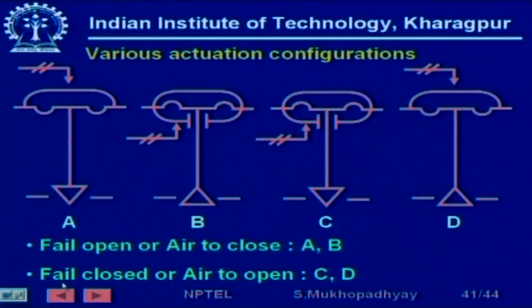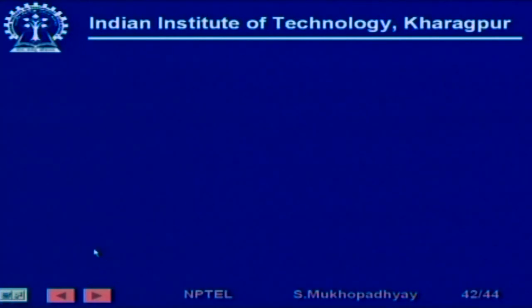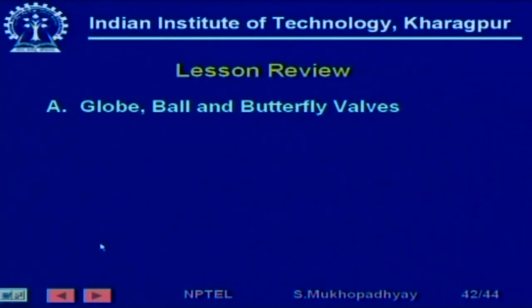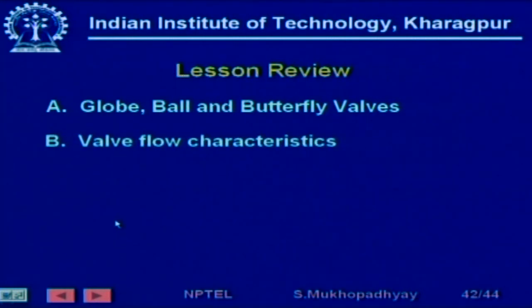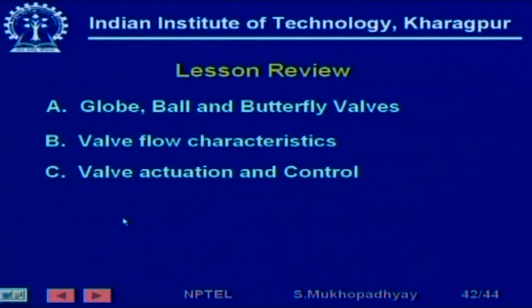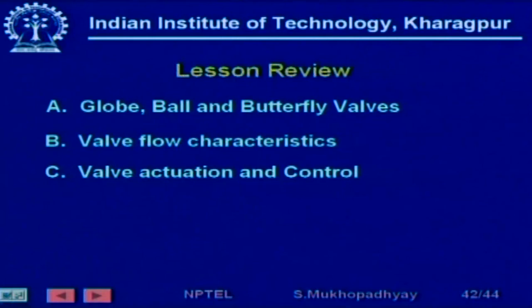So that brings us to the end of this lecture. As a matter of review, we have typically seen globe, ball and butterfly valves. We have seen various kinds of valve flow characteristics, both static and dynamic, and we have seen how valves are actuated and controlled. There is one aspect which is treated in books, called valve sizing, that is, for a given application determining the size of the valve. We are not talking about that, because this is essentially a process design exercise and does not concern automation and control.